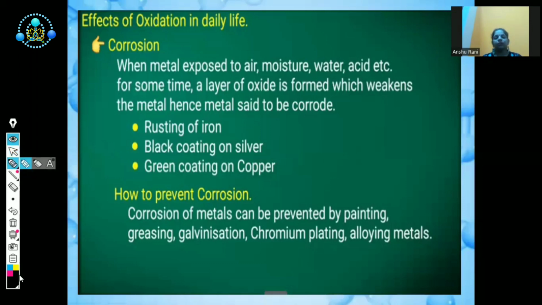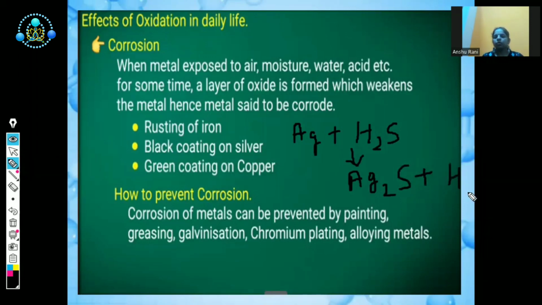Silver metal when combines with H2S present in air forms a coating of silver sulfide over itself. That is formation of black coating on the surface of silver. It is forming Ag2S plus hydrogen. You can balance this equation.